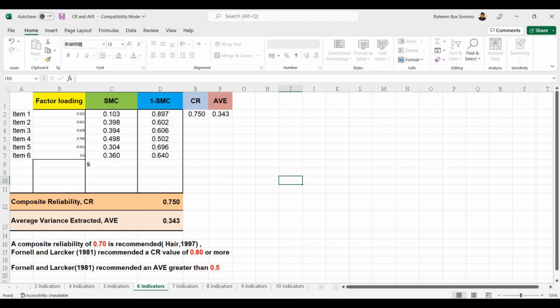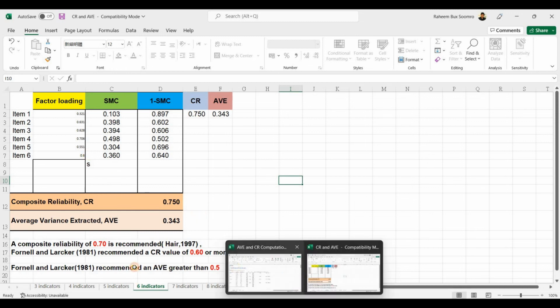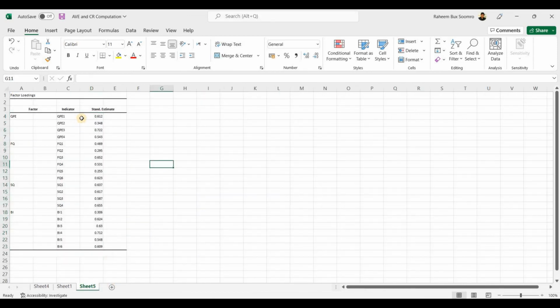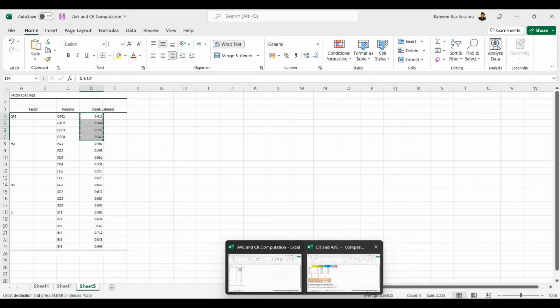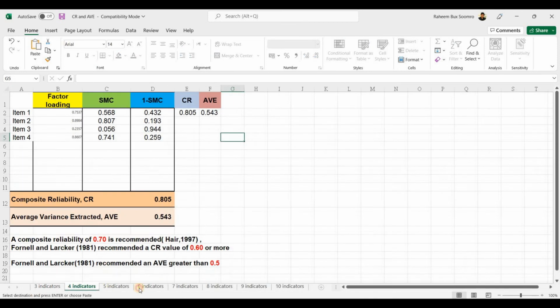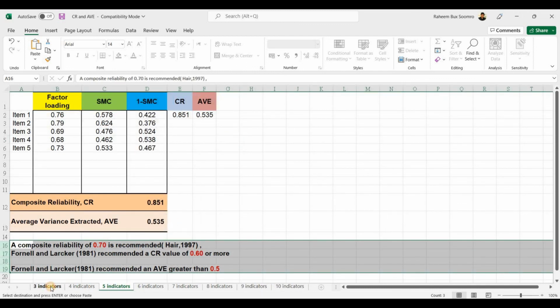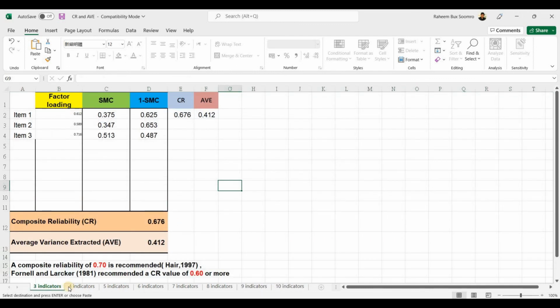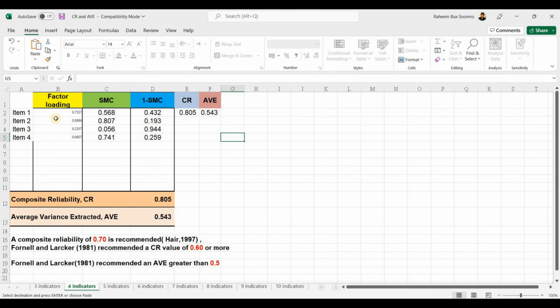Now for this purpose, first of all, we have to think about how many factors there are. So in this one, how many items? In the first one, there are 4 items. We are selecting these 4 items and then coming here. We are looking here: 3 indicators, 4, 5, 6 up to 10. At minimum, there should be 3 indicators in every cluster. So in our cluster, there are 4 indicators. So we have to select R, and then we copy and paste.